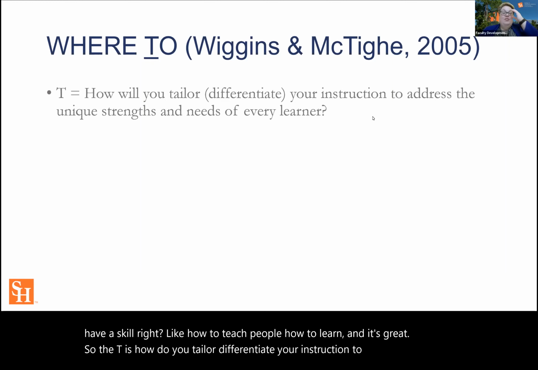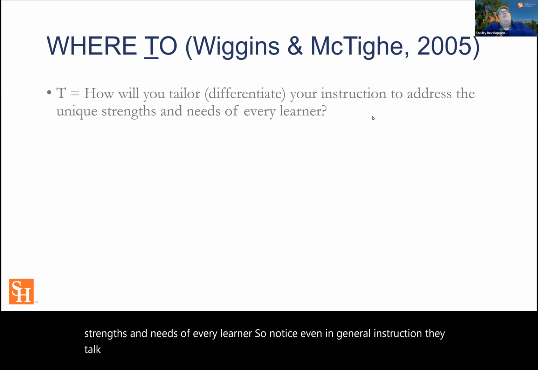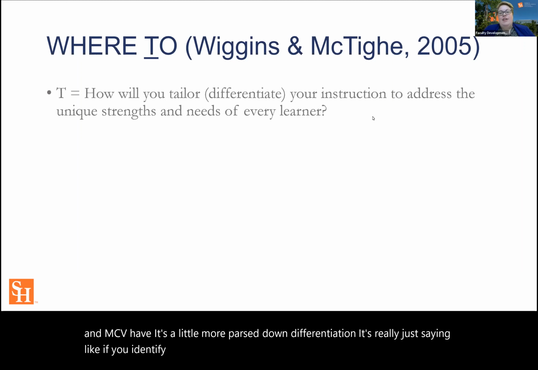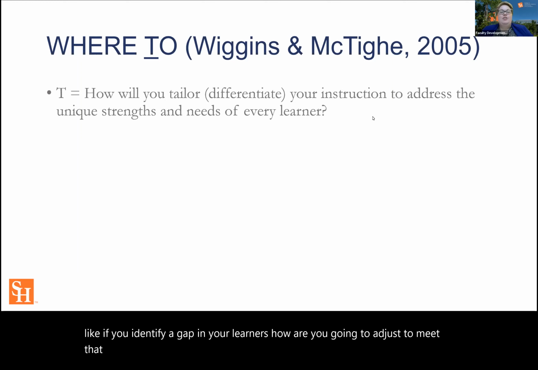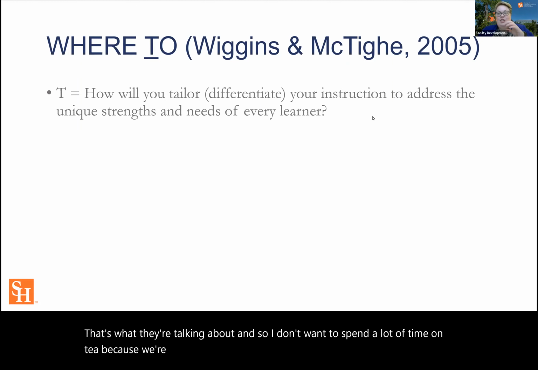Okay, so the T is how do you differentiate your instruction to address unique strengths and needs of every learner? So notice, even in general instruction, they talk about differentiation. Now, this actual definition that Wiggins and McTighe have is a little more parsed down. It's really just saying, if you identify a gap in your learners, how are you going to adjust to meet that gap? That's what they're talking about.